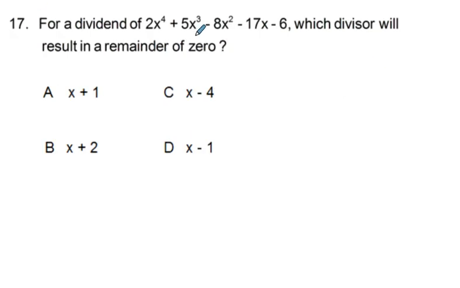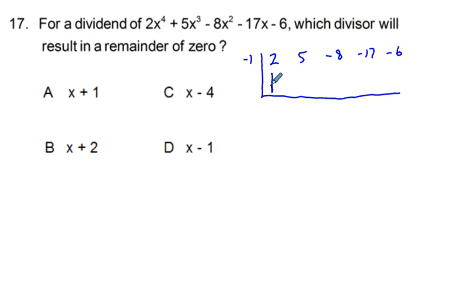17, for a dividend of 2x to the fourth power plus 5x cubed minus 8x squared minus 17x minus 6, which divisor will result in a remainder of 0? There are different ways to do this. I'm just going to come clean, and I think A is going to be our correct answer. And you can try different ones. You can use the remainder or factor theorem. So we put 2x to the fourth plus 5x cubed minus 8x squared minus 17x minus 6.